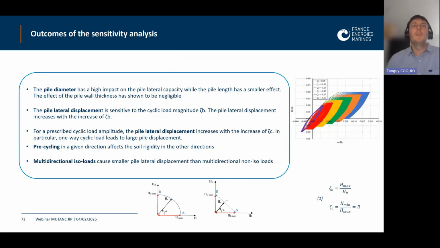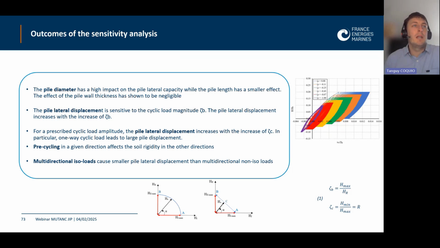Some outcomes of the sensitivity analysis. So the pile diameter was proven to have a high impact on the pile lateral capacity, while other parameters did not have the same effect. The pile lateral displacement is sensitive to the cyclic load magnitude, zeta b, which is calculated as H max over H R, and the pile lateral displacement increases with the increase of zeta b.